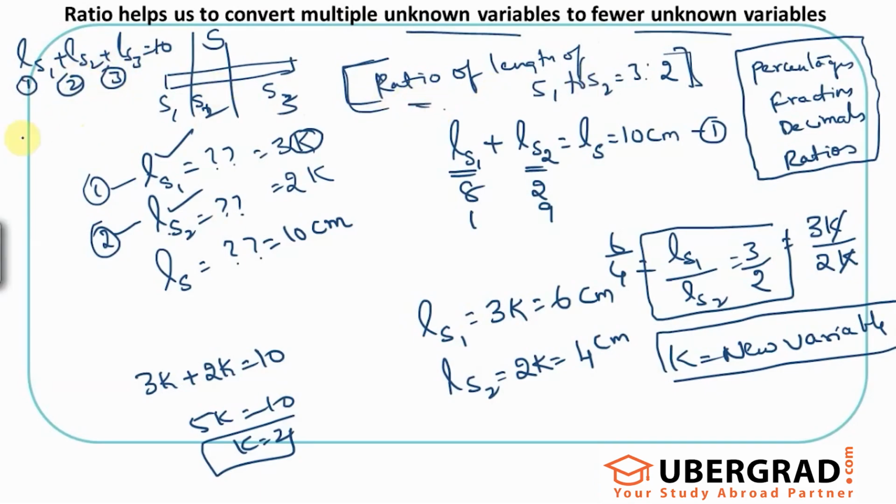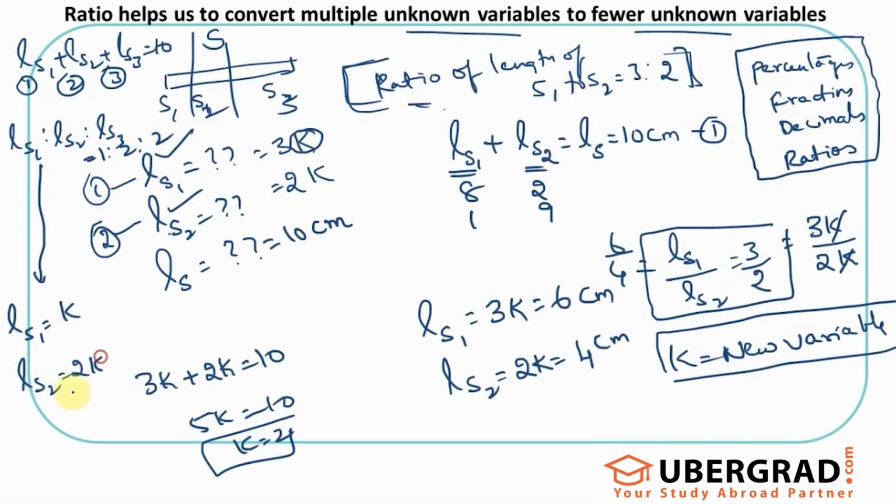Let's assume this clue is again given. The ratio of lengths LS1 is to LS2 is to LS3 is given as 1 is to 2 is to 2. Then I can immediately transfer this clue: the actual value of LS1 can be assumed as 1k, LS2 as 2k and LS3 as 2k. So LS1 plus LS2 plus LS3 translates to k plus 2k plus 2k equals 10. So 5k equals 10 and k will be 2.